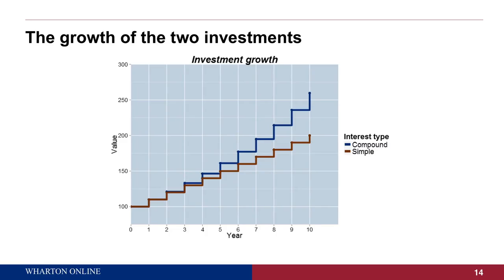Now I've drawn the growth of these two investments on a graph so you can contrast them. The brown step function at the bottom is what happens to your $100 when it's earning simple interest. And so we really thought of these as steps, as in physical steps. What's going on is that each step is of the same width and exactly the same height. That's sort of how we make stairs typically.